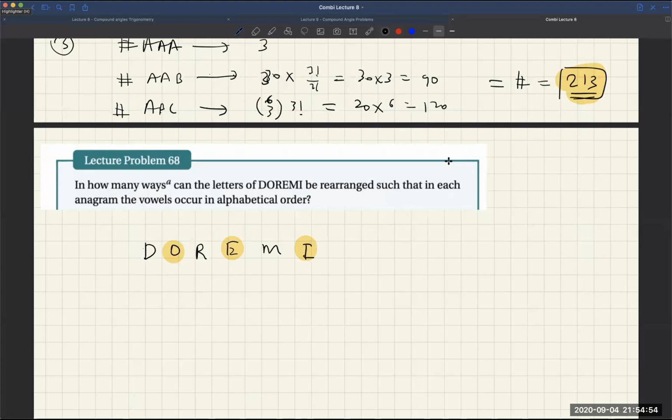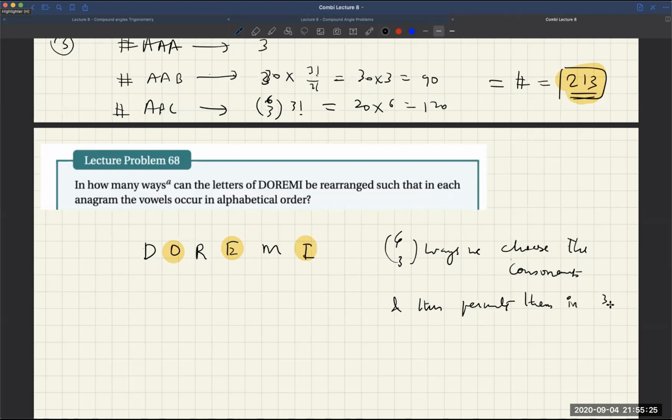Sir, we will first choose a place for these vowels. Perfect. Or maybe choose the place for any one of them actually. So 6 choose 3 ways. We choose the places for consonants or vowels, whatever you like. Okay. And choose the consonants and then permute them. We do not have to compute 3 factorial ways for the vowels.